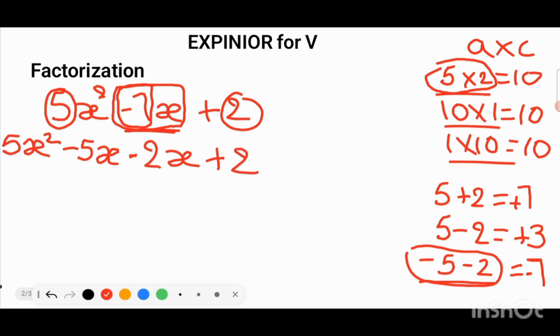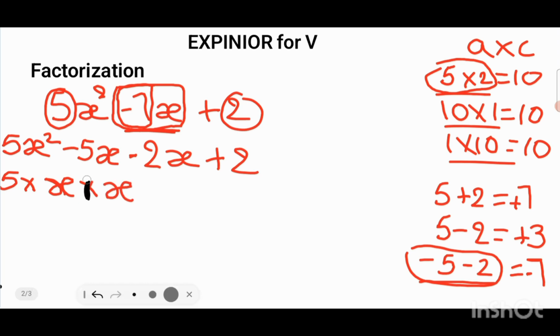Now to make it comfortable, I'm providing you another step to make you understand better. So 5x square can be written as 5 into x, right? Okay, let me rub this and do it with another color.